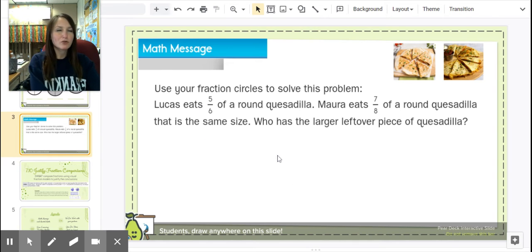Okay, that is left. So you could draw pictures. You could use your fraction strips. You can use whatever you think is going to be helpful. You can use the butterfly method, whichever you think is going to show who's going to have the larger leftover piece. I'm going to write that here.